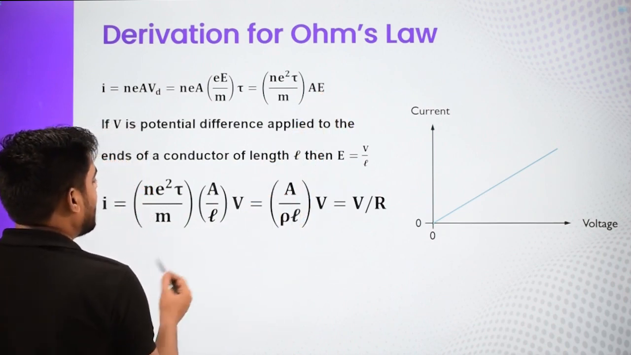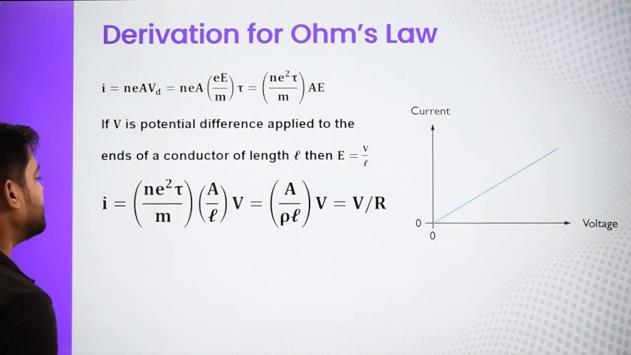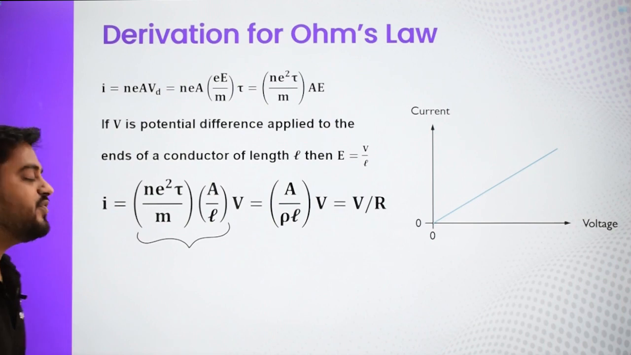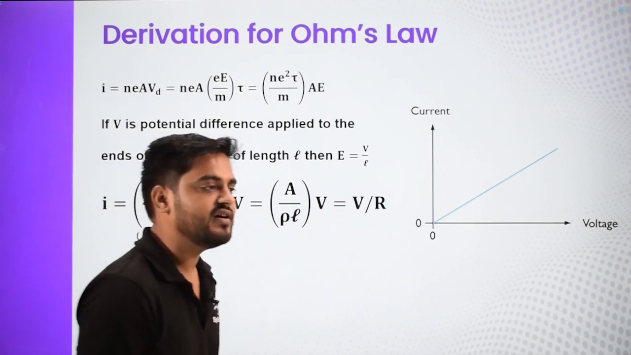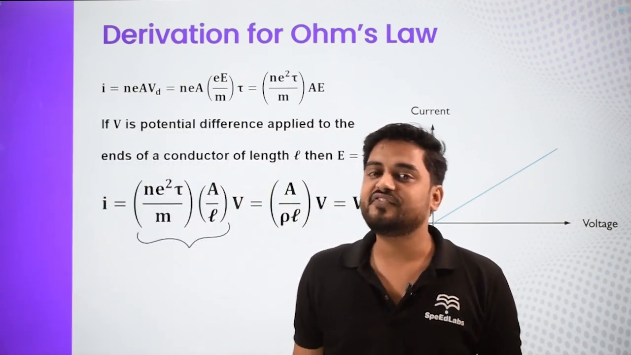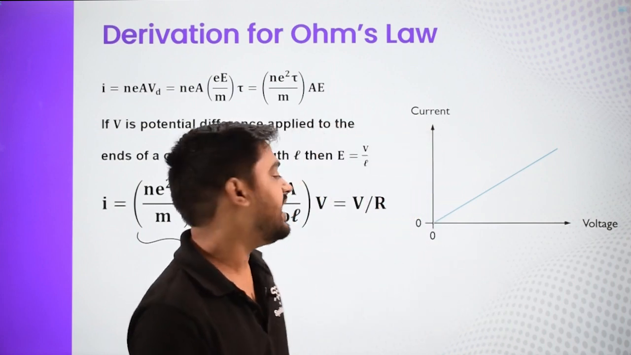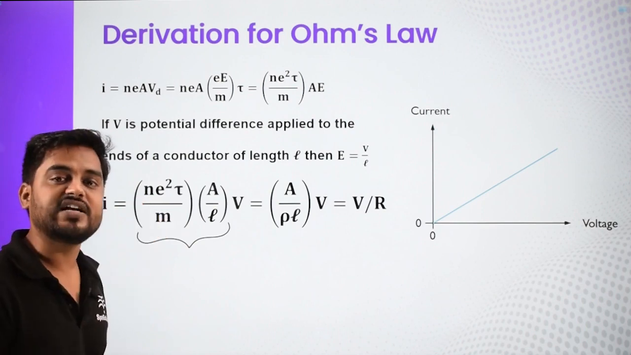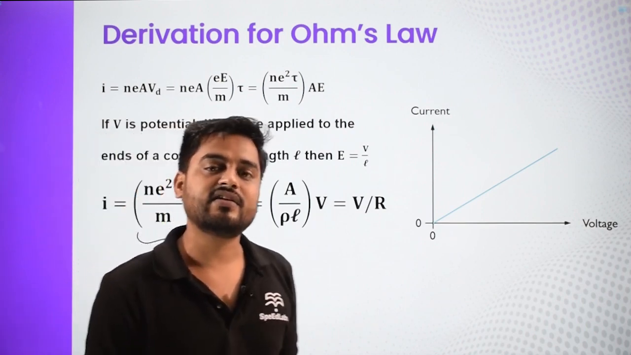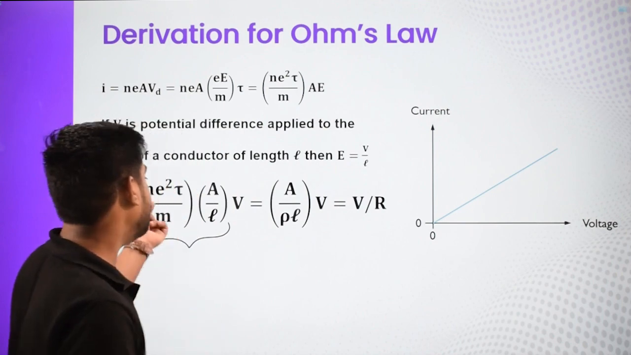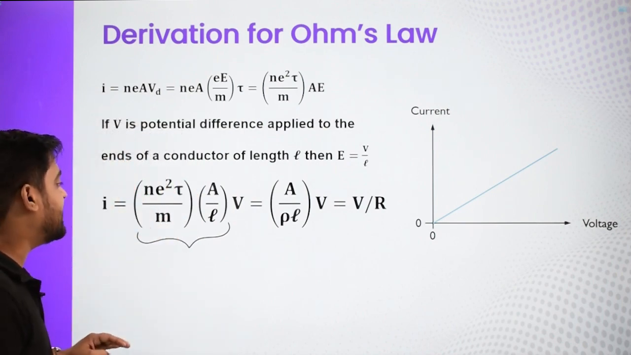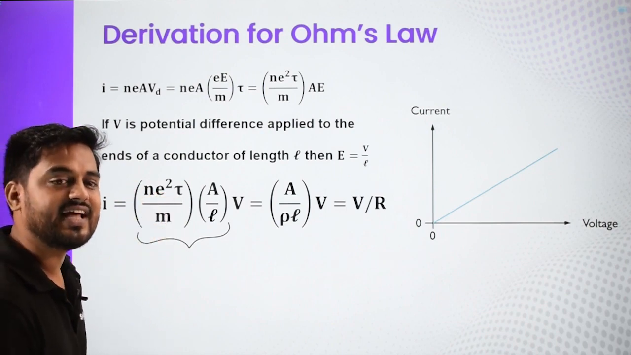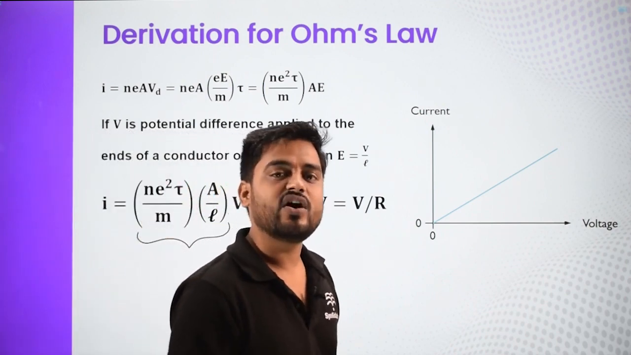So V by L. Now, if you see this expression, this entire thing is a constant quantity which depends on the different parameters of the conductor, right? So this is I, this is the number density of the conductor, which again depends on whether you are taking copper or iron, different substances will have different electron number density, right? e is the charge on each electron, which is a constant. Tau is the relaxation time. Relaxation time generally depends on temperature.